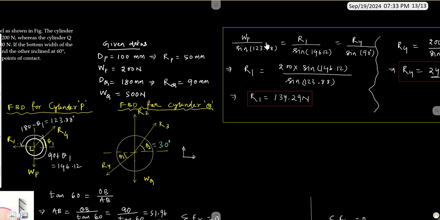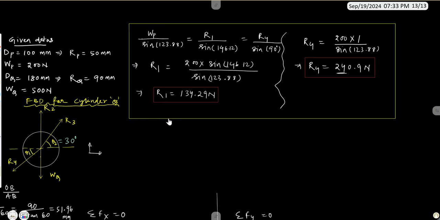Now we need to compare these two terms for calculating the value of R1. Okay, and here the WP value is given to us as 200 Newton, right? 200 multiplied by sine of this one and divided by sine of this one, that is 123.88, we will be able to find out the value of R1, that is 134.29 Newton. Okay, now we need to compare these two terms, that is WP divided by sine of 123.88 will be equal to R4 by sine 90, right?